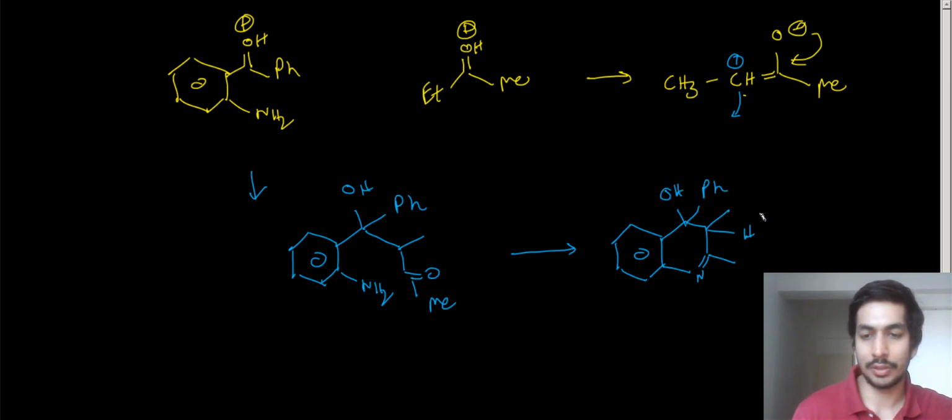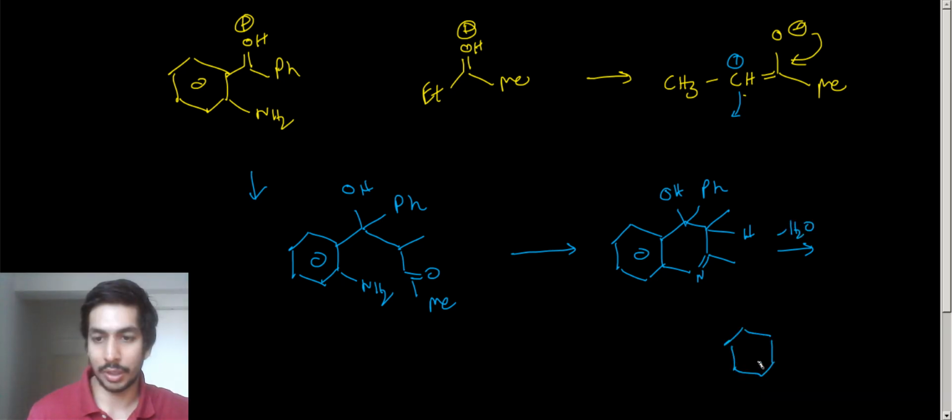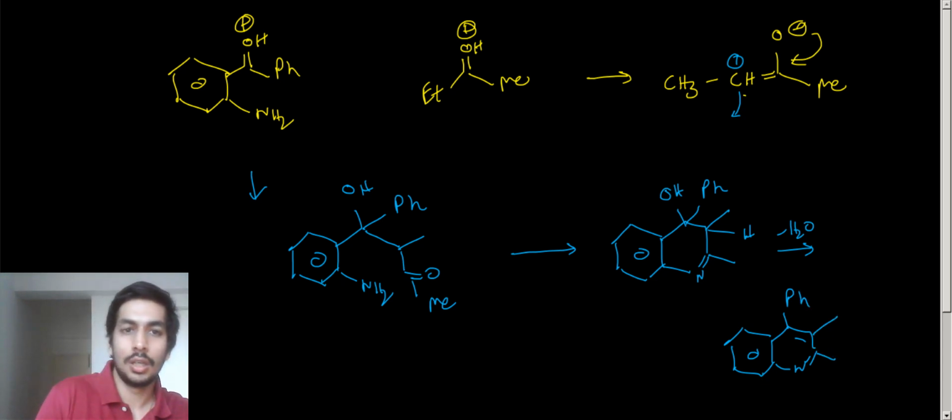So now the condensation is going to happen, minus H2O, and now what you are going to get, you can see a very different product. Even though you are getting a quinoline, you can see that the product is very different. So we'll have phenyl over here and a methyl at this position and a methyl at this position. So again we got a quinoline, but a different kind of quinoline.